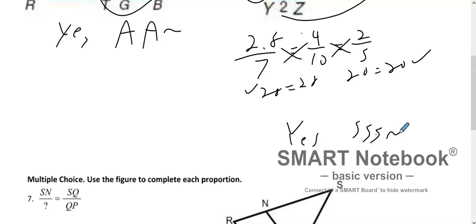The other way you could have checked it is just take 2.8, divide by 7 on the calculator and get 0.4. 4 divided by 10 is 0.4. And 2 divided by 5 is also 0.4. So you can cross multiply or turn them into decimals. Either way is an option, whatever works best for your brain.